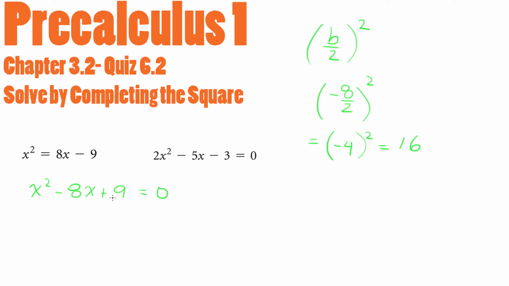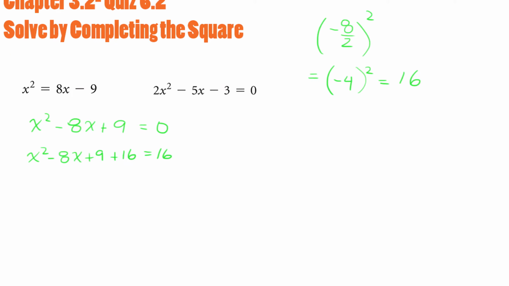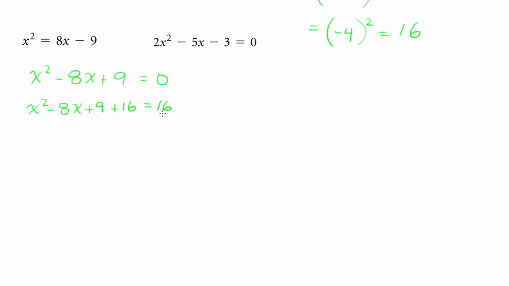So what I want you to do is to add 16 on both sides. So you have x squared minus 8x plus 9 plus 16 equals 16. Now notice that by adding on both sides, I have balanced the equation, because if I subtract 16, you get 0. Now that 9, you don't need it. So you can move it to the other side. So you have x squared minus 8x plus 16 equals 16 minus 9.